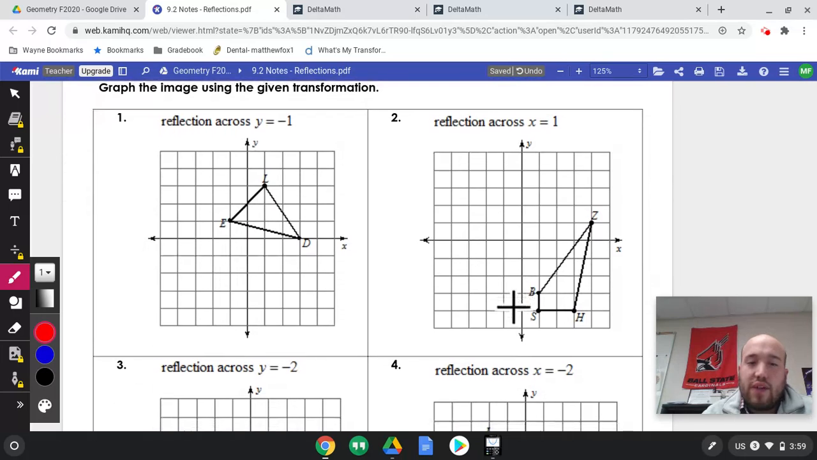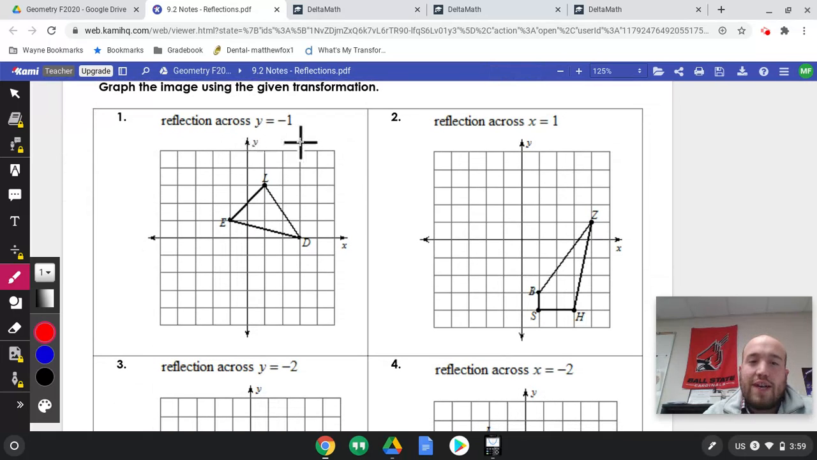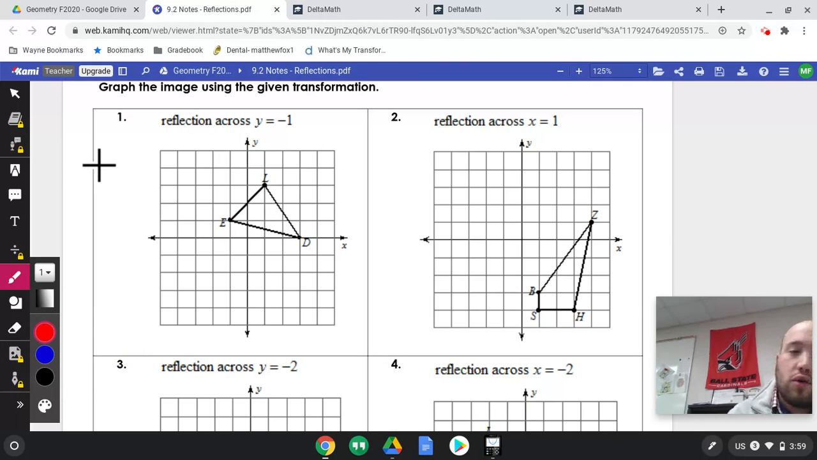So let's reflect this across the line y equals -1. So we need to start in red here. We'll draw the line y equals -1. So always, whatever's listed, we go to that axis. So on the y-axis, we'll go to -1. And then draw that line through. Okay, so the red line makes up the dotted line.